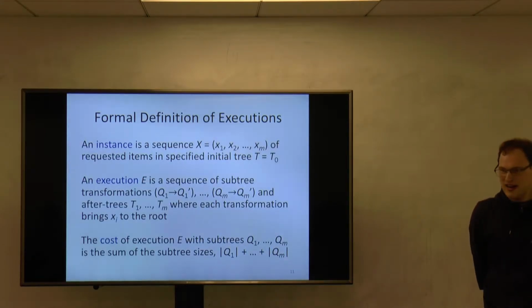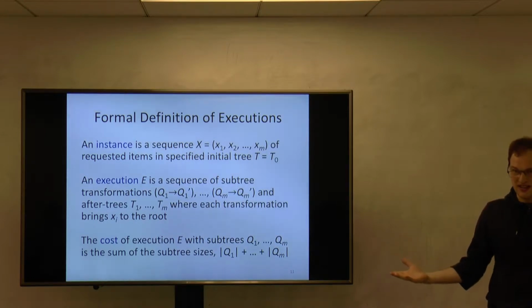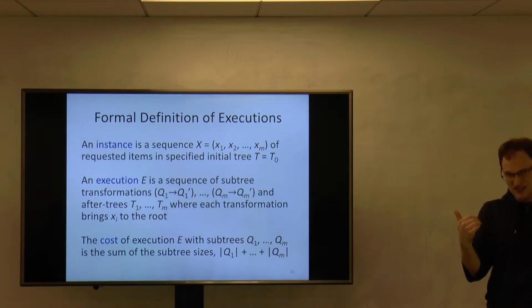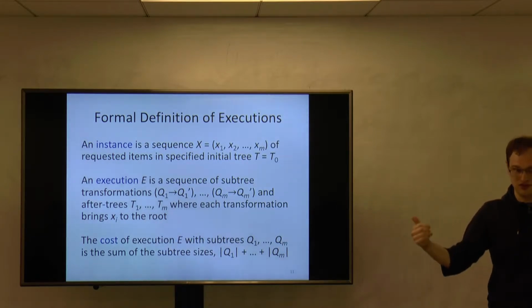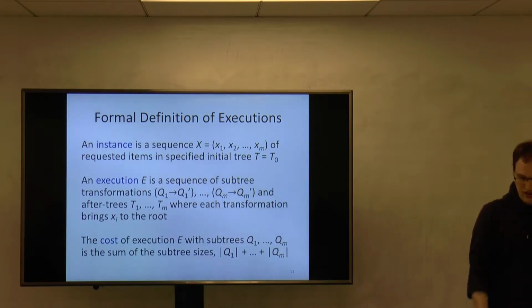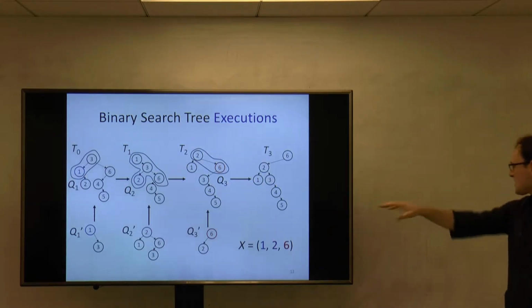An instance of a binary search tree execution problem is simply a list of requested items and some initial tree containing them. An execution of this instance is a sequence of subtree transformations that successively brings each requested item to the root of the tree. The cost of an execution is the sum of the sizes of the subtrees that I've chosen. Clear enough?